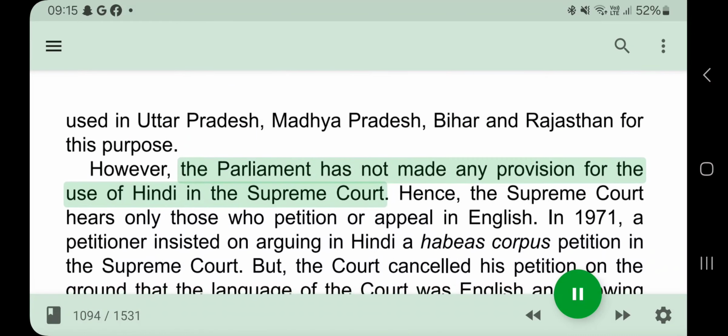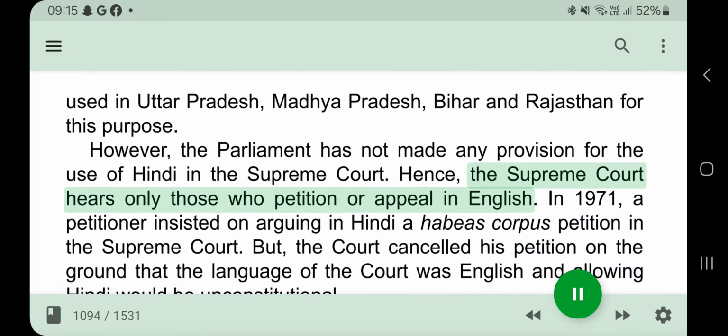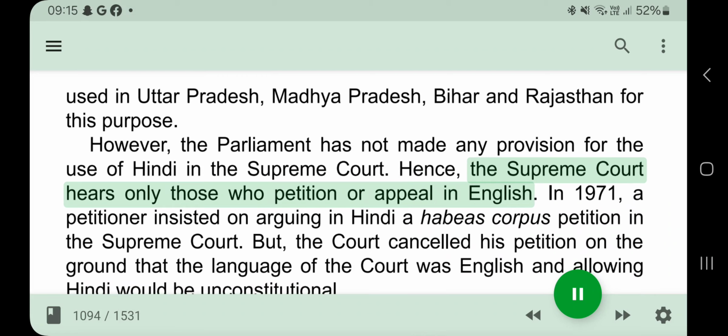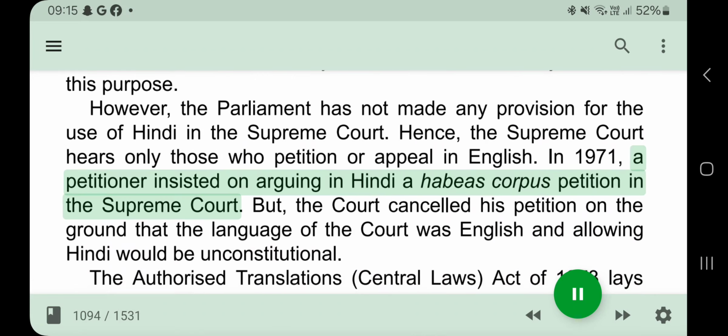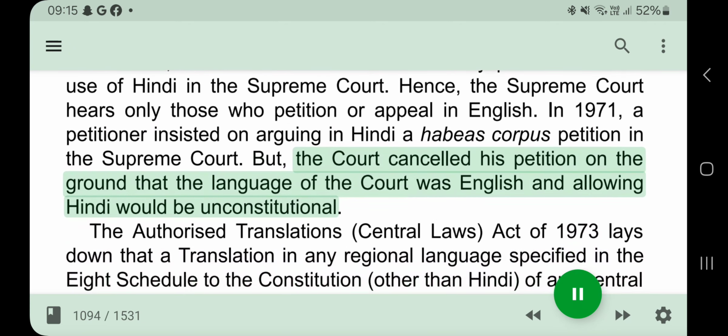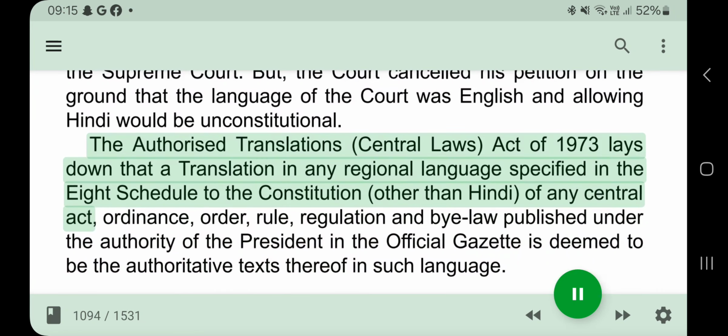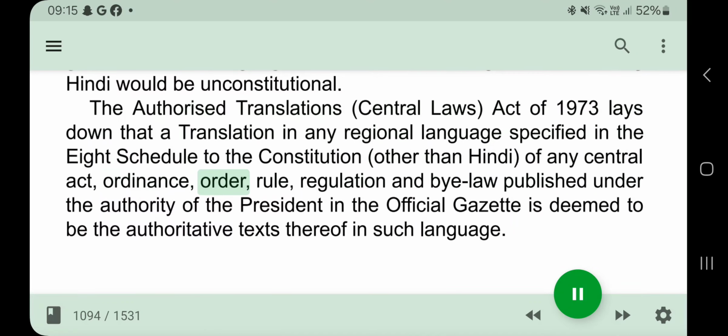However, the Parliament has not made any provision for the use of Hindi in the Supreme Court. Hence, the Supreme Court hears only those who petition or appeal in English. In 1971, a petitioner insisted on arguing in Hindi a habeas corpus petition in the Supreme Court. But the court cancelled his petition on the ground that the language of the court was English and allowing Hindi would be unconstitutional.